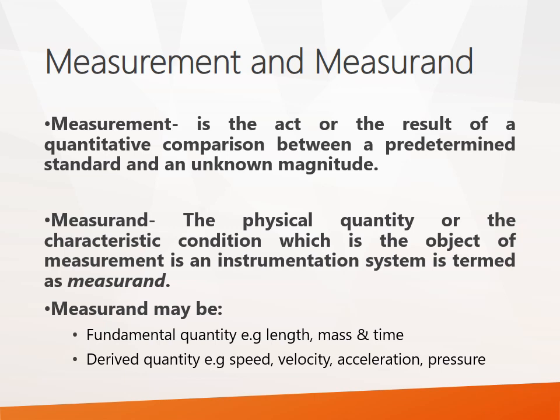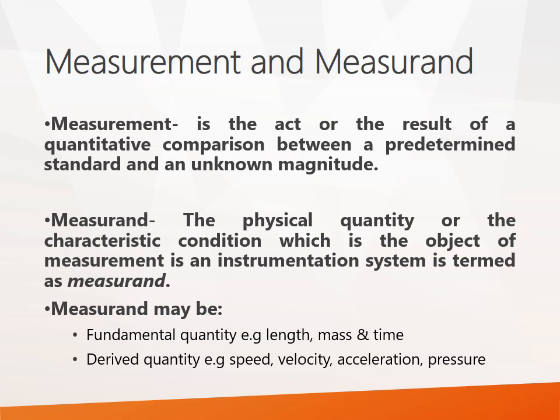Measurand may be of two types, fundamental quantity and derived quantity. Fundamental quantity is such as length, mass and time. So it can be measured directly. So we have the unit of length like meter, weight that is kilogram, and second. These are the units of fundamental quantity.